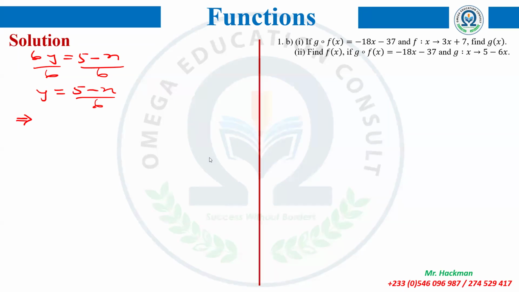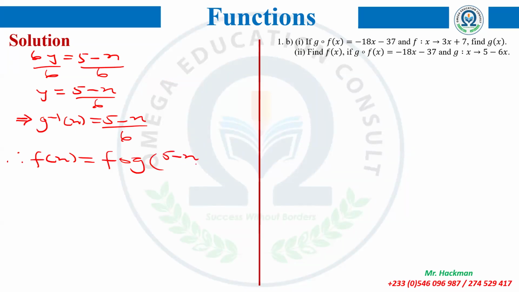So at this point, what do we get? We are going to get g inverse of x is equal to 5 minus x all over 6. So now we are good to go. So I'll write therefore, f of x. Remember we said it will be the same as f of g. You feed it with g inverse, but your g inverse is what? 5 minus x all over 6.